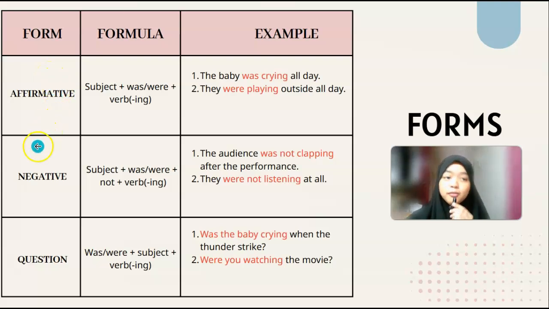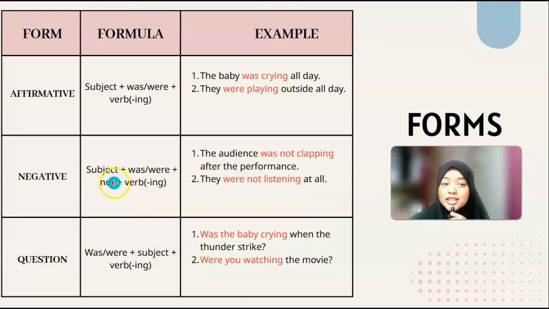Okay, the second form of past continuous tense is negative form. Okay, so for negative form, you have to have subject plus verb to be was or were plus not plus verb ing. So you see the difference here. Okay, so to negate the sentence, or to make the sentence negative, you just simply have to add the word not.